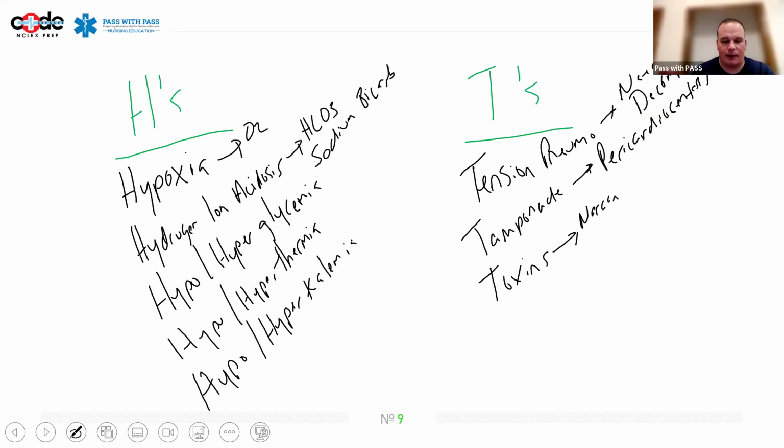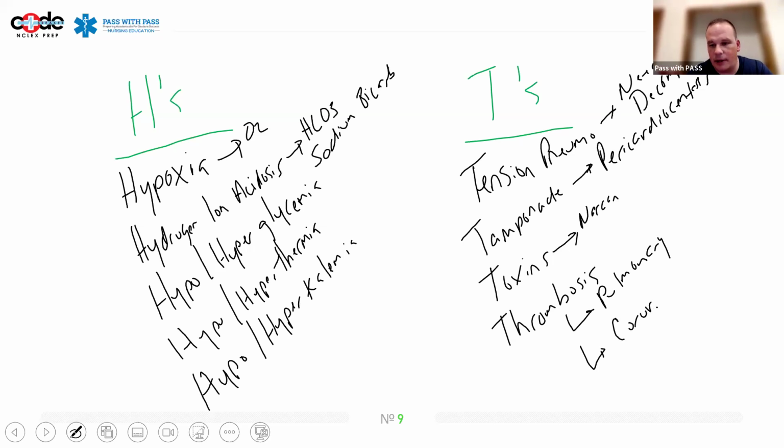So hypo and hyperkalemia was something that I had originally forgot, and then thrombosis is another one, and that could be a pulmonary thrombosis or pulmonary embolism, or a coronary thrombosis, which would be my myocardial infarction. Forgive my handwriting here on a computer. Okay. So those are some of the H's and T's that we can think about.